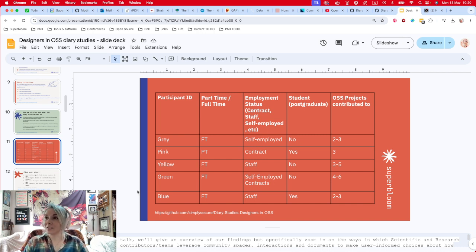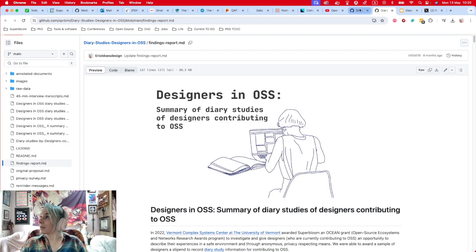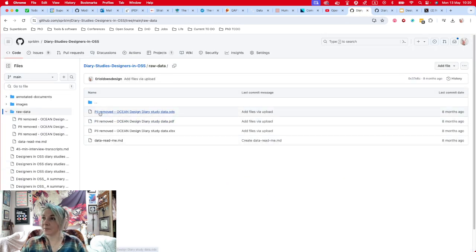These are the demographics of the designers that participated in the diary study. These are the sort of demographics that we feel are useful and interesting and appropriate to know. But just going back to that folder structure, this is all the raw data that people can use themselves. They can synthesize and try to understand the meaning themselves, should they want to, and it has had as much of the personal identifying information, PII, removed as possible.